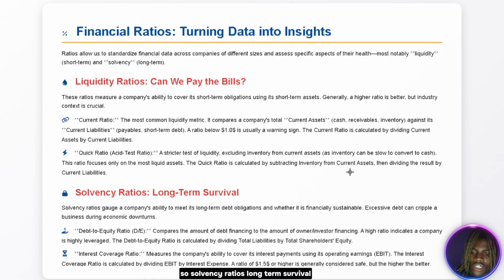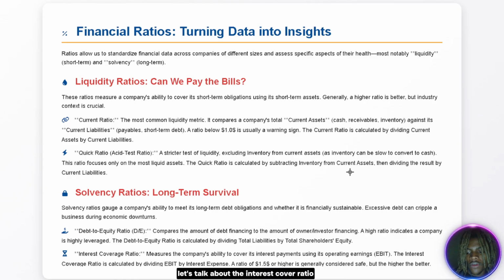So, solvency ratios, long-term survival. Solvency ratios gauge a company's ability to meet its long-term debt obligations, and whether it is financially sustainable. Excessive debt can cripple a business during economic downturns. So, the debt-to-equity ratio, D/E. It compares the amount of debt financing to the amount of owner-invested financing, and a high ratio indicates a company is highly leveraged. The debt-to-equity ratio is calculated by dividing total liabilities by total shareholder equity.